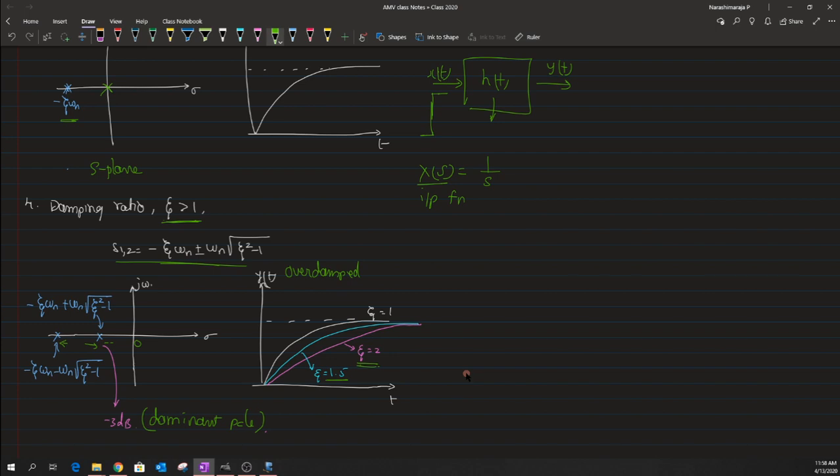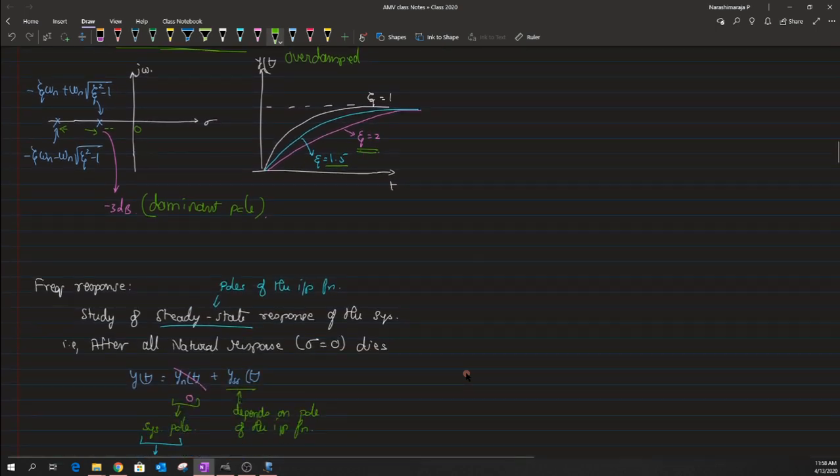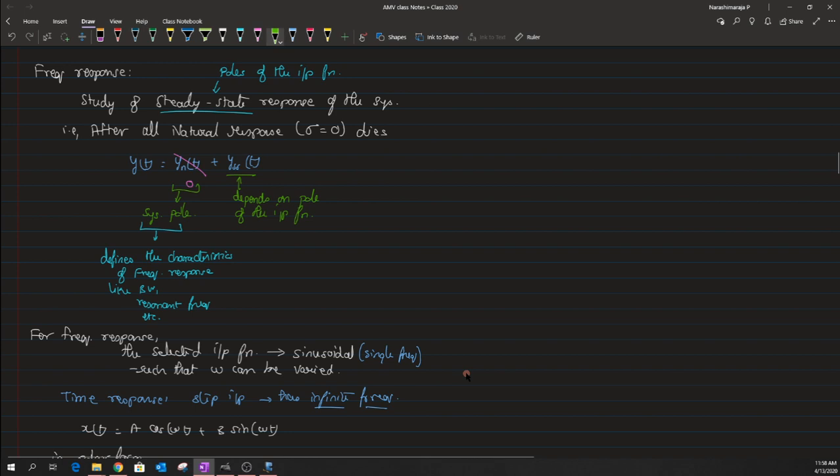Okay, so which means that as the value of zeta becomes larger and larger, the output response will be much slower, just because the bandwidth of this second order system becomes smaller and smaller. Okay, and both these responses will be much slower when we compare to the critically damped response. Okay, yeah. Having said that, now we'll move on to the frequency response.